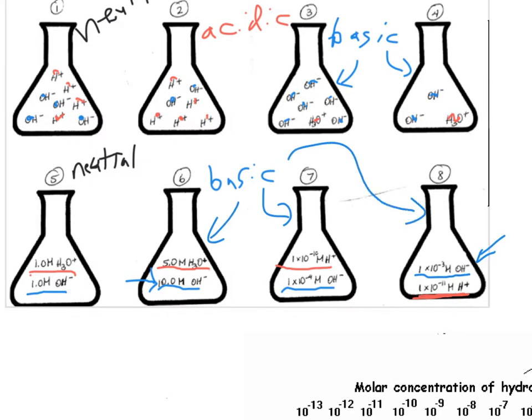So that's the short and sweet version of, as far as concentration goes, how to tell whether something is acidic, basic, or neutral. If it has more pluses, whether that's H plus or H3O plus, so hydrogen ion or hydronium ion, if it has more of those than anything else, then it's acidic. If it has more hydroxide ions and negatives, that means it's basic. If it has the same amount, that means it's neutral, just like water.